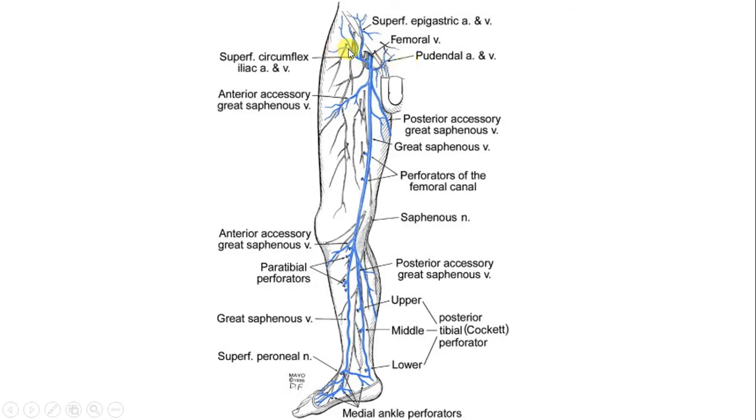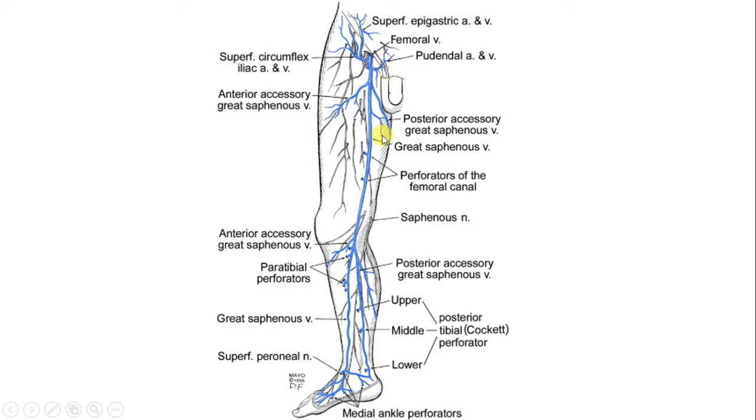Here are shown the superficial veins which join: the superficial epigastric veins, the superficial circumflex iliac artery and veins, and the superficial external pudendal veins. These veins will join the great saphenous vein at the saphenous opening.